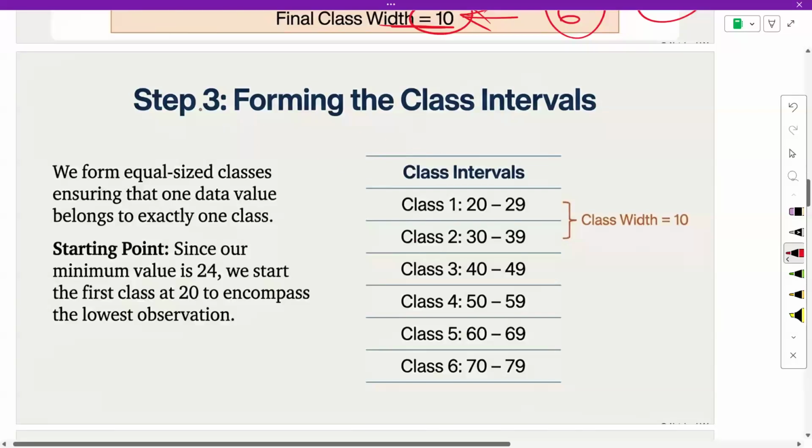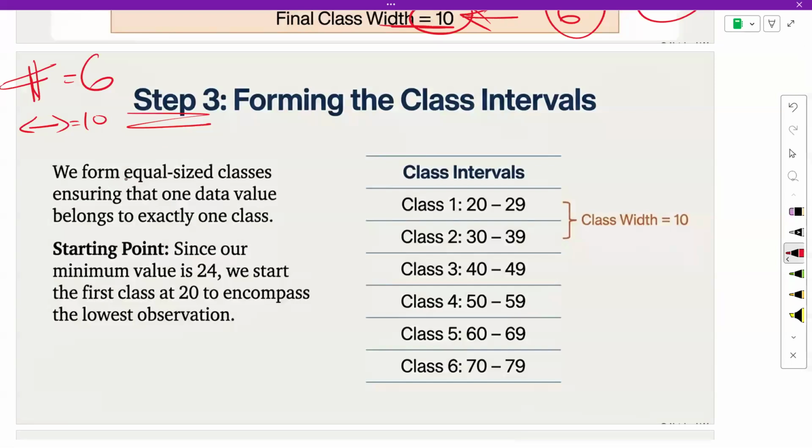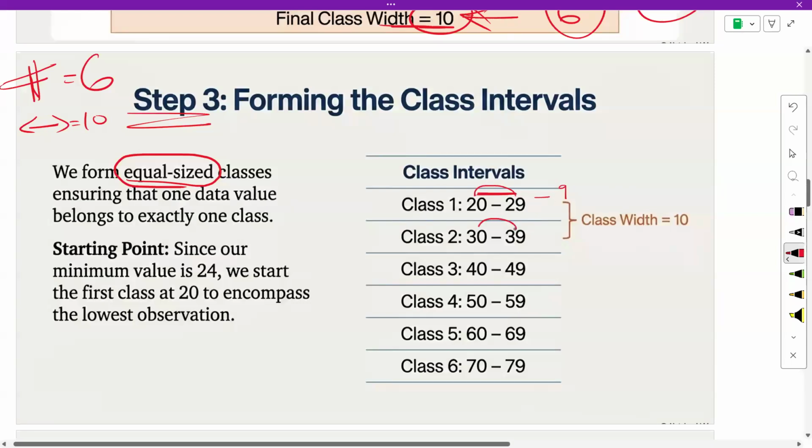Forming the class. Up to now we have the number of classes, which is 6, and the class width, which is 10. Now we make the actual classes. Here we form equal sized classes. Equal sized class means, when you see the class width, 20 to 29, the difference is 9, 9, 9. Mathematically we get 9, but the actual class width is 10. I will explain why.